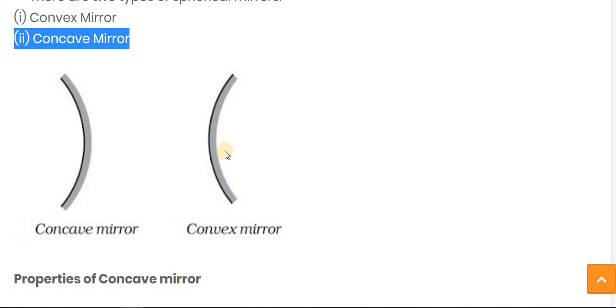While in the convex mirror, here you can see the inner side of the mirror is polished, meaning we are not using it as the reflective surface, while the outer body of the mirror is used for the reflection of light. This kind of mirror is known as a convex mirror. Spherical mirror is divided into two types, convex mirror and concave mirror. In the next video, we will study the properties of the concave mirror and the convex mirror and how the image is formed, which we will understand by the diagram.